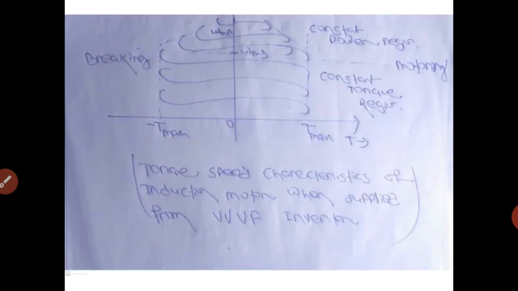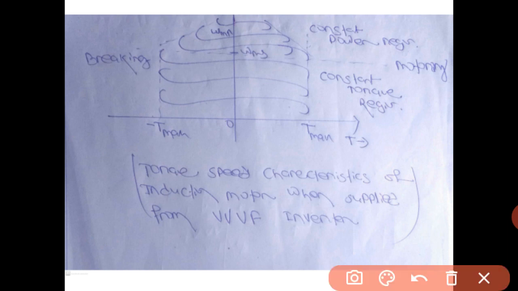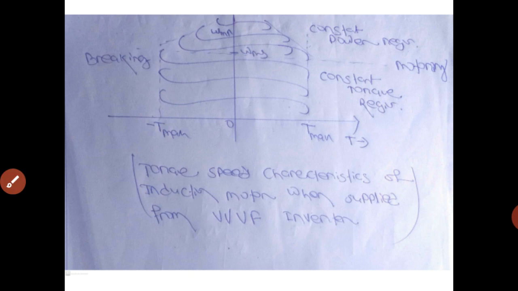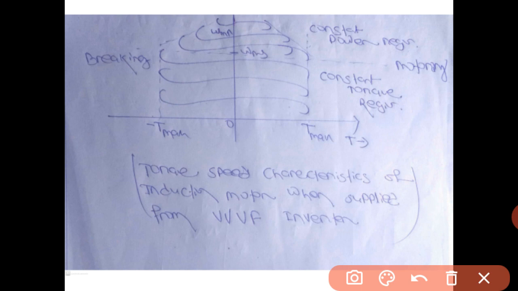So let's see what the torque speed characteristics of the induction motor look like when supplied from the variable voltage variable frequency inverter. Here we have the torque speed characteristics. Here we have torque and here we have omega m. So up to the synchronous speed, the maximum torque is constant because V by f is constant.